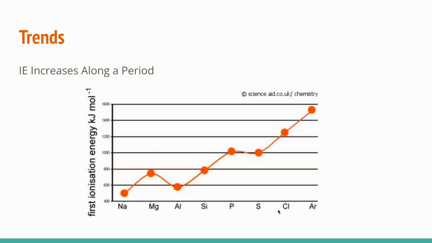Now we have to go about explaining the anomaly. So we can see that there's a decrease from magnesium to aluminium, and this we wouldn't necessarily expect, but we can explain by using the electron configurations.